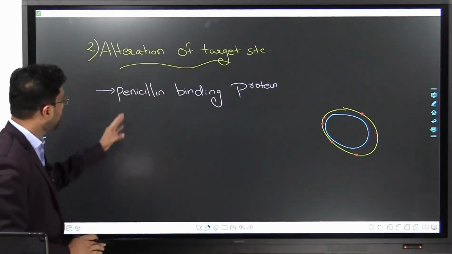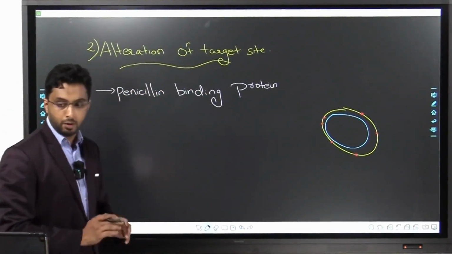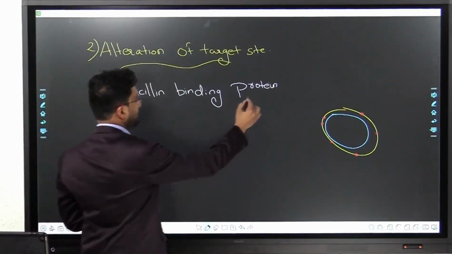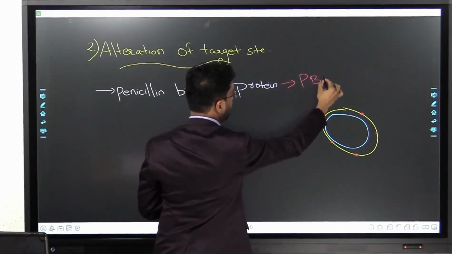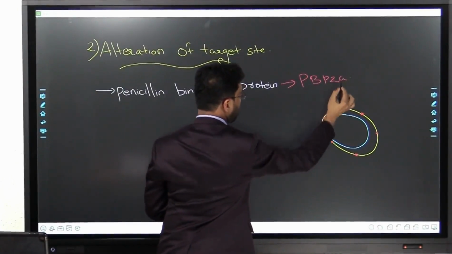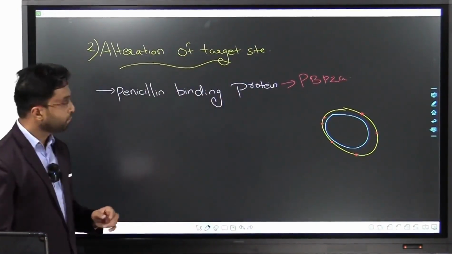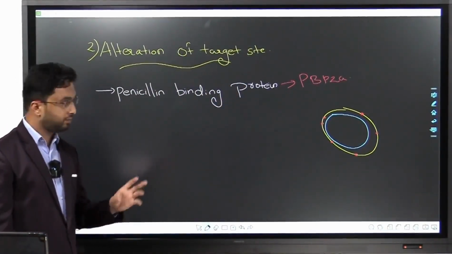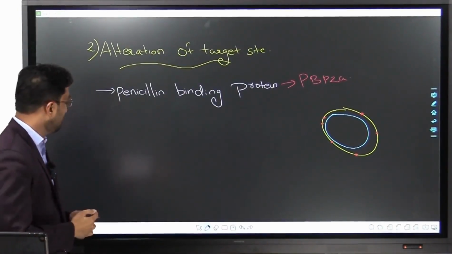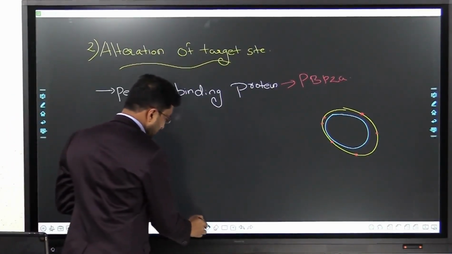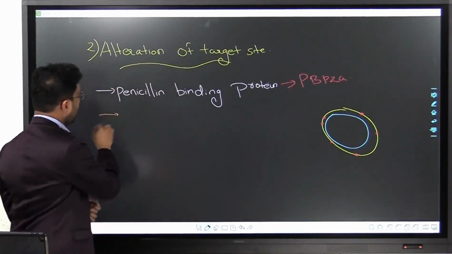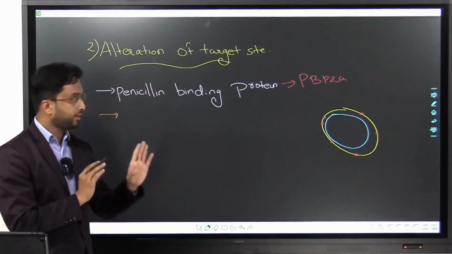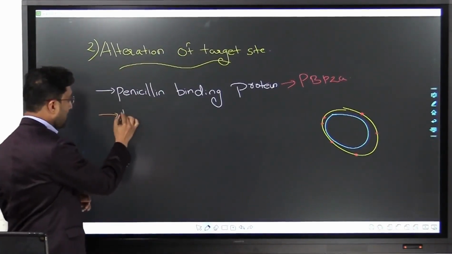Now there is a particular penicillin binding protein. The name of that protein is PBP2A. Just know this. Know the name of this protein, which gets changed. Now the organism, what we get as a result of changing of this particular target site, is known as MRSA.